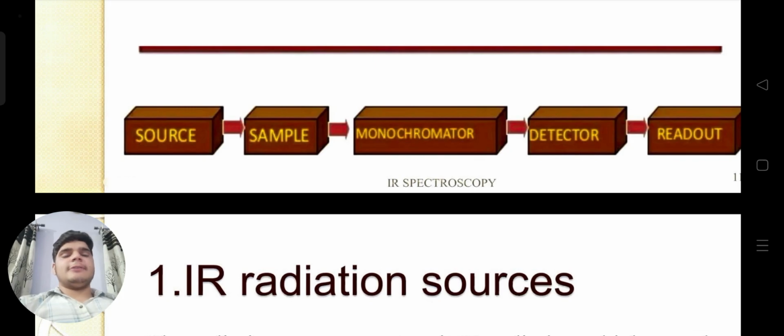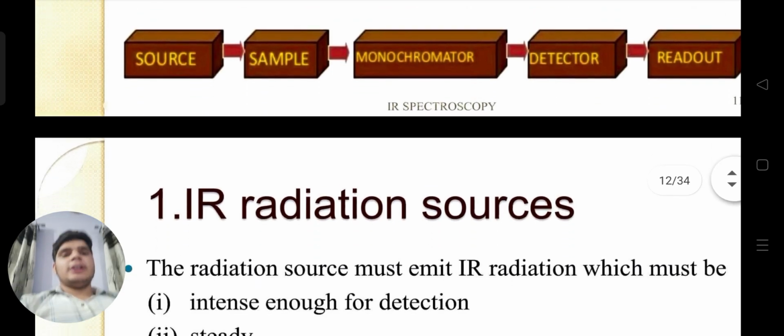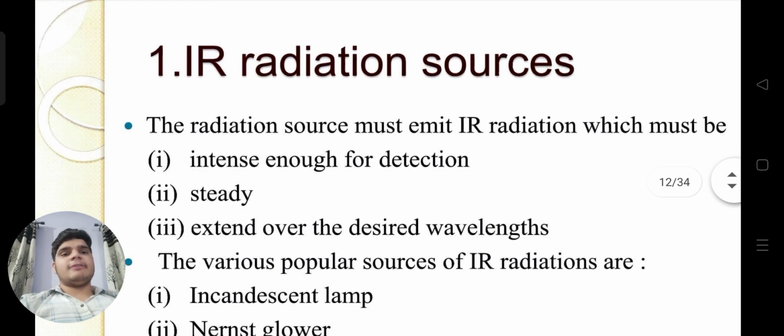Here the sequence will follow. First of all, a source is placed, then a sample, then the light passes through the monochromator, then the detector, and then the light is read out. This is the sequence followed in the principle of IR spectroscopy. Now let's see all the instruments one by one. First of all, the IR radiation sources.